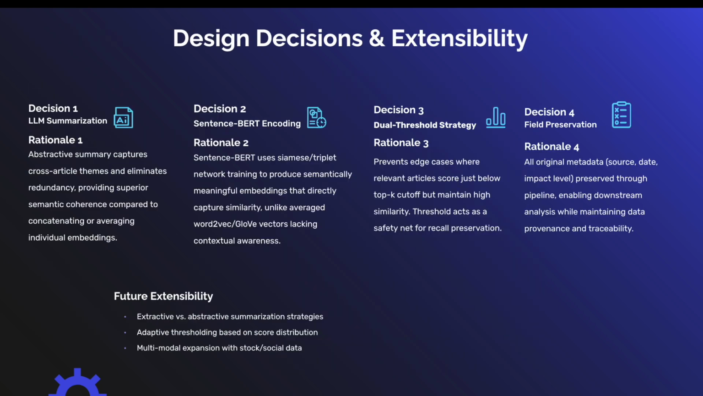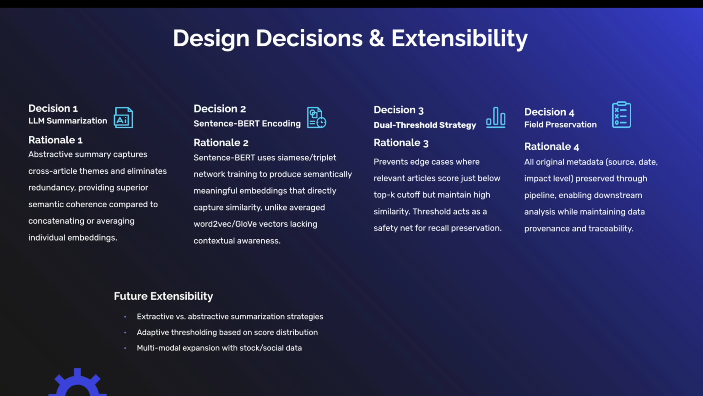The main decisions that we took as part of this pipeline are as follows. We used LLM summarization instead of normal natural language processing, as an LLM is faster and better captures the context and the semantic coherence of all the articles. Sentence BERT encoding was used instead of word2vec or other embeddings because it is able to produce semantically meaningful embeddings which help in the similarity comparison in the future tasks.